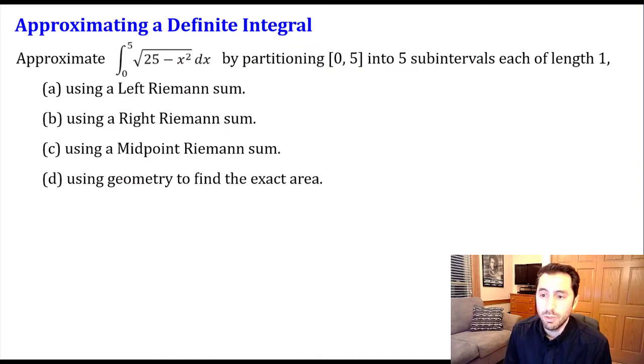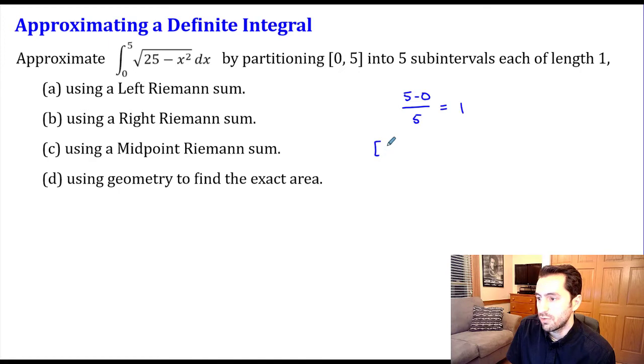My example: approximate the integral from 0 to 5 of the square root of 25 minus x squared dx by partitioning the interval 0 to 5 into 5 subintervals, each of length 1. Right away, we can verify that. If I do 5 minus 0, that gives me the entire length of my interval, which is 5 units. And I want to divide that up into 5 subintervals, so each one will be 1 unit long.